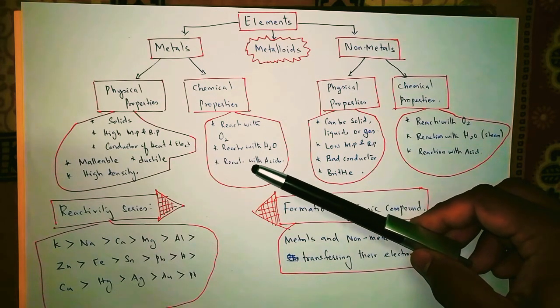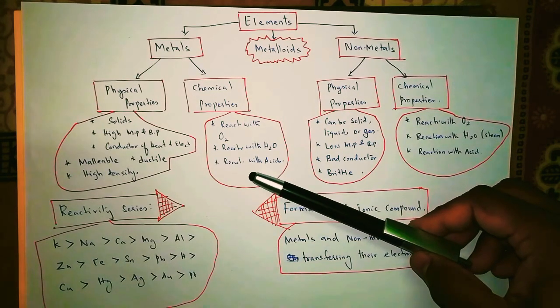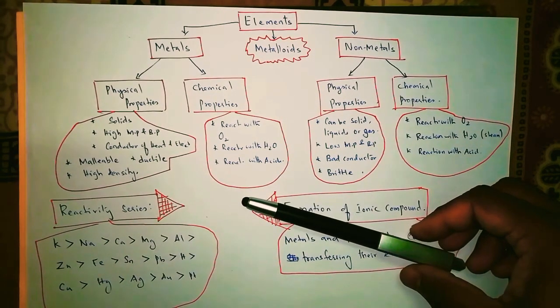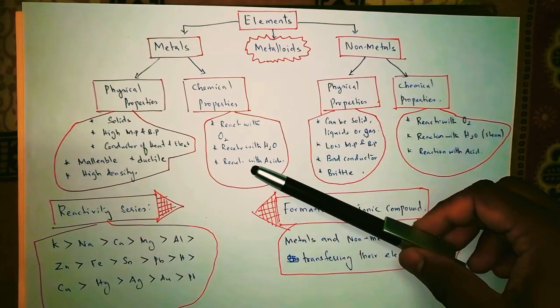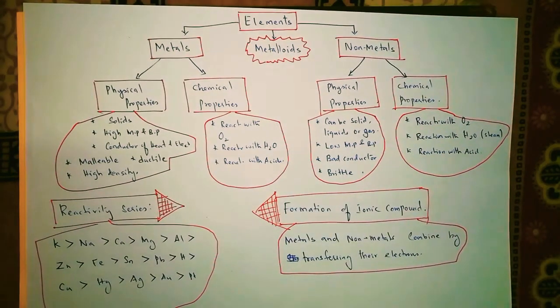When we talk about the chemical properties of metals, we will see how they react with oxygen, how they react with water, and how they react with acids. Not only that, how they react with halogens and how they react with hydrides. All these things we are going to learn in the chemical properties of metals. The same thing we are going to do with non-metals: how a non-metal reacts with oxygen, with steam, with acids, and with halogens.